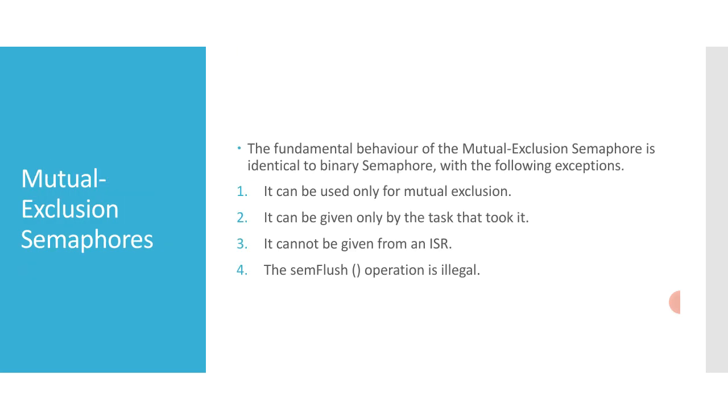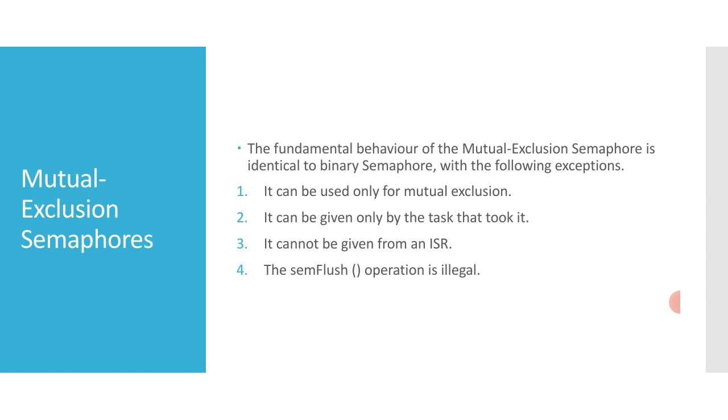So next is the mutual exclusion semaphore. A mutual exclusion semaphore is a specialized binary semaphore designed to address issues inherent in mutual exclusion, including priority inversion, deletion safety, and recursive access to resources. The fundamental behavior of the mutual exclusion semaphore is identical to the binary semaphore with the following exceptions.